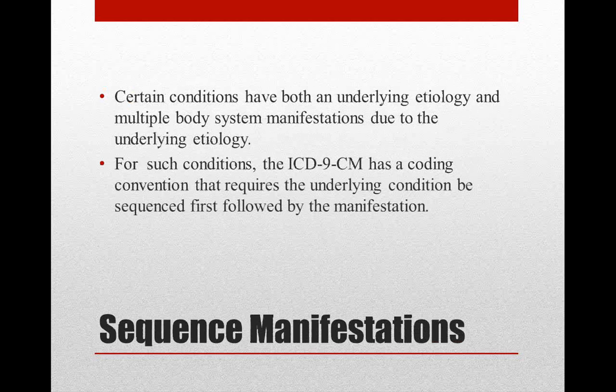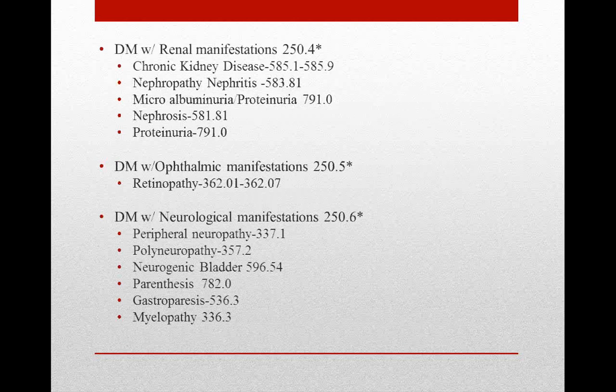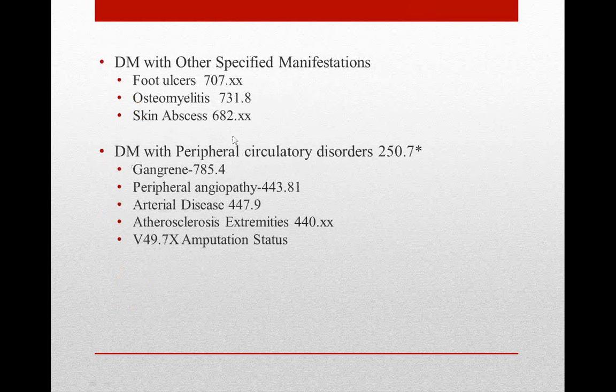For certain conditions, there's an underlying etiology and a manifestation, as we've just talked about. Now, ICD-9 coding requires that you code the condition first, sequenced by the manifestation, and the diabetes is the main thing there. Just as we said before, make sure you use the renal manifestation 250.4 before you use any of these other codes: chronic kidney disease, microalbumin, nephrosis. Same thing with neurologic. Always use the 250 code and then your manifestation code.